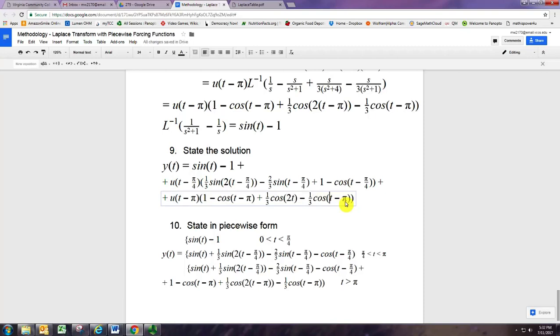And cosine of t minus pi is somehow related to sine. And there's a sine of 2t minus pi over 2 here. And you can probably relate that to a cosine. And so there's probably some way to combine these more effectively. But we have all the pieces there, and that is the complete process. So that is all you should need to know.